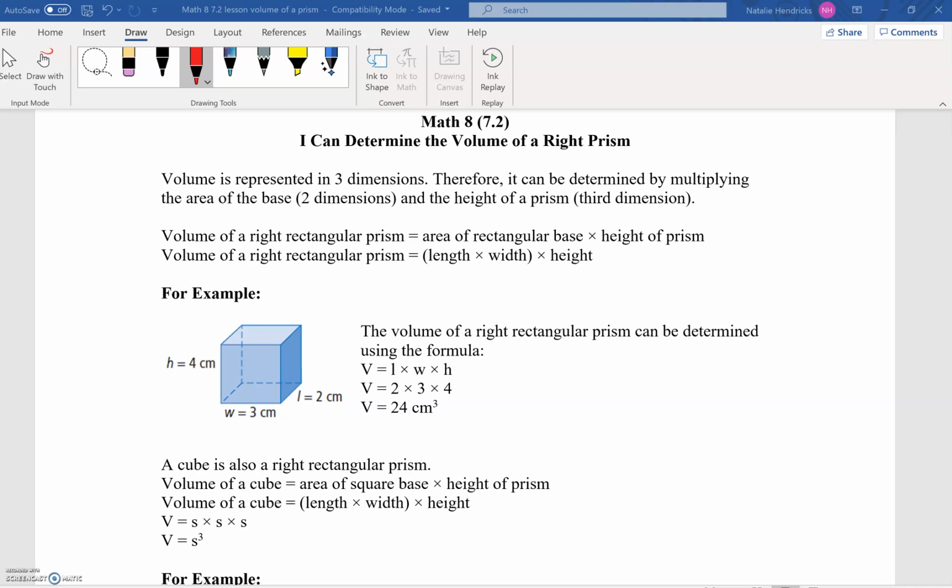So anyway, let's continue with volume. This is 7.2, so we're on this one. I can determine the volume of a right prism.